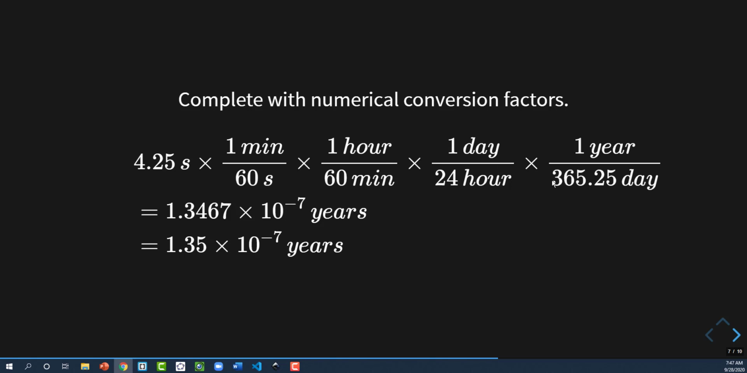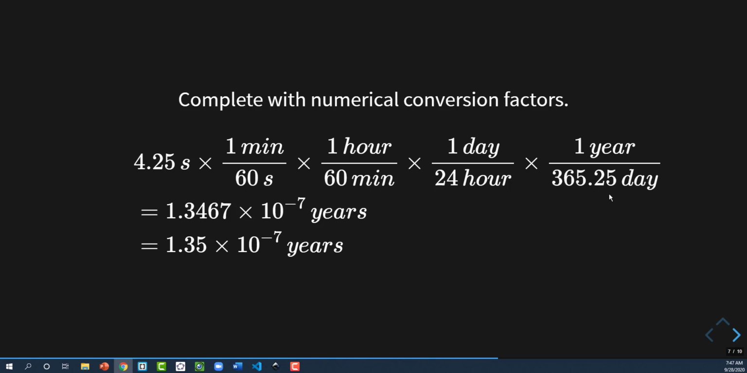Don't keep hitting enter on your calculator as you do it. Just keep saying divide, divide, divide, because that's what you're doing, to save yourself from making calculator errors. When you're all done, you'll get an answer, 1.3467 times 10 to the negative 7th. It'll say E minus 7 on your calculator. Then you just have to round it again.